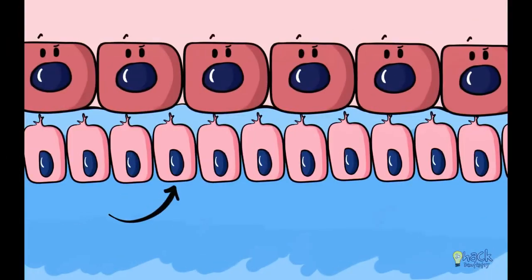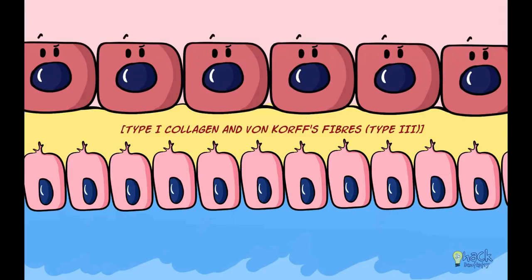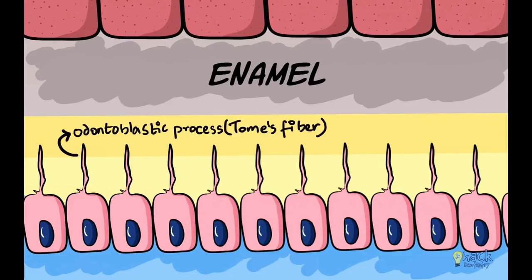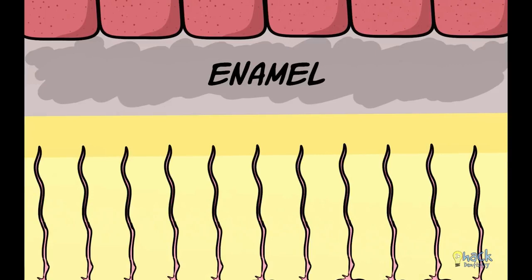Now, odontoblasts, once fully differentiated, start to secrete collagen molecules and non-collagenous proteins in the extracellular region towards the inner enamel epithelium. The initial mantle dentine matrix comprises mainly type 1 collagen and partly von Korff's fibers comprising type 3 collagen. After the odontoblast secretes the initial mantle dentine matrix, it develops a process called the odontoblastic process, which extends into the extracellular matrix. Now, this odontoblastic process, otherwise called Tomes fiber, keeps elongating as more organic matrix is deposited and the odontoblast moves towards the pulp.